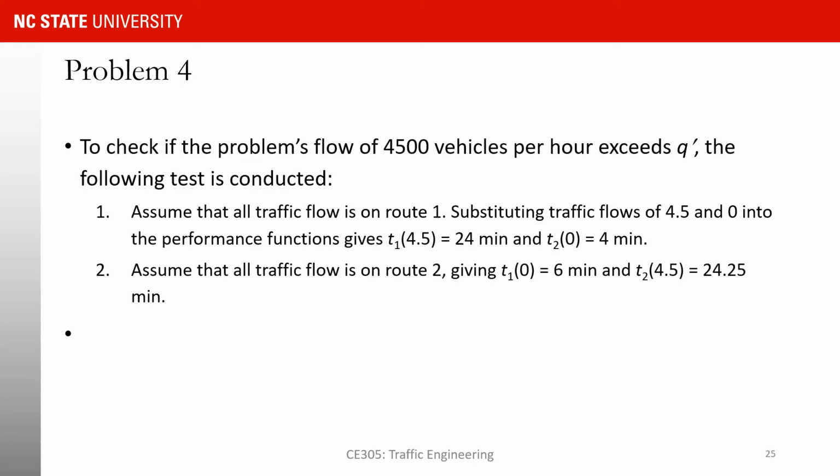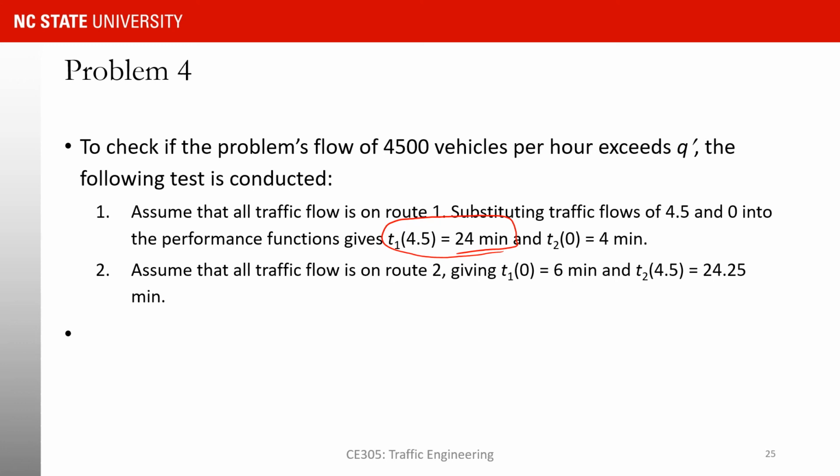So let's do that. We put everyone on route 1. Travel time is going to be 24 minutes. We find that by putting 4.5 into the equation for T1. And if we find T2 of 0, it's going to be 4 minutes, or free flow travel time. So 24 is more than 4. If we put everyone on route 1, that's not going to work. Someone is going to go and use route 2.